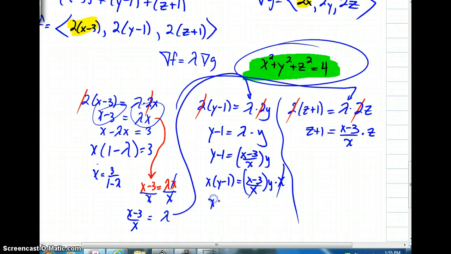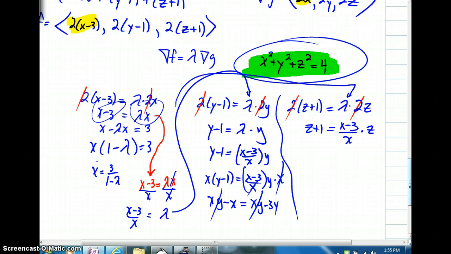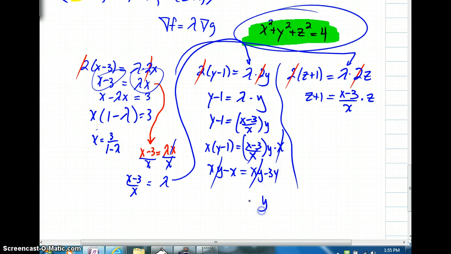And what are we left with? xy minus x would equal xy minus 3y. All of a sudden, you can see the xy's cancel out. Look at that. That's delightful. That's wonderful. And then y would equal, solving here, x all over 3.